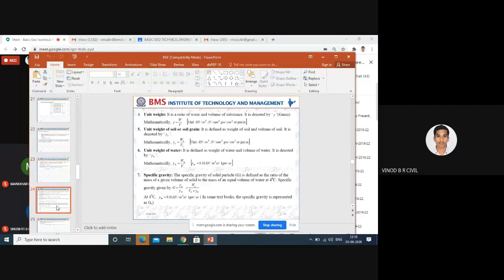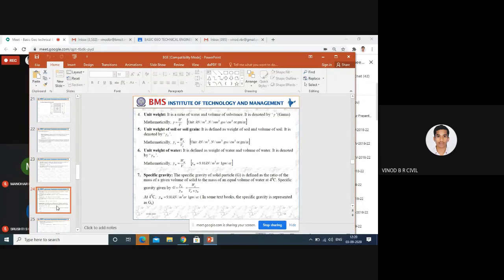And specific gravity. Specific gravity is one of the properties. Specific gravity of soil particles, denoted by G, is defined as the ratio of the mass of a given volume of solids to the mass of an equal volume of water at 4 degrees Celsius. The mathematical expression is the weight of soil divided by volume of soil, into the unit weight of water.